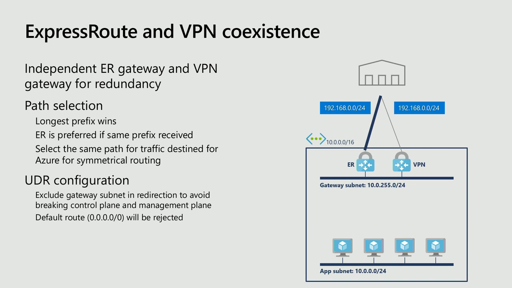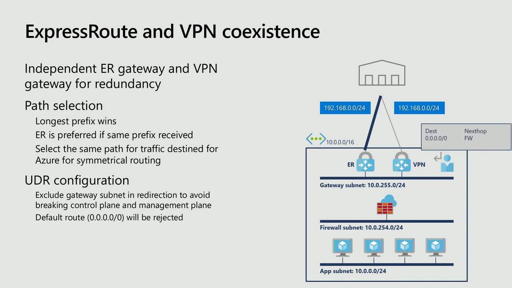Now, UDR is actually a very useful feature. One scenario is, let's say you want to set up a firewall. You want to send all the traffic from your on-prem to your applications through this firewall. To achieve that, you have to configure UDR. You put this UDR on the gateway subnet. But it can also cause some problems if you are not careful.